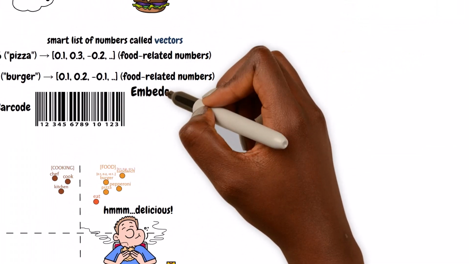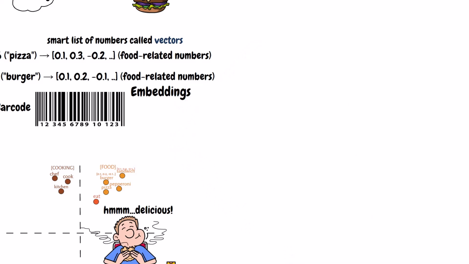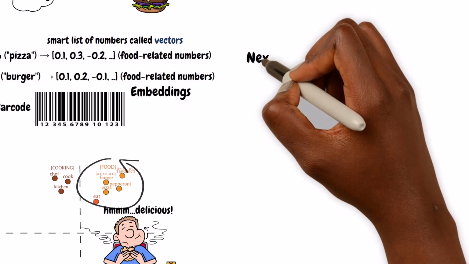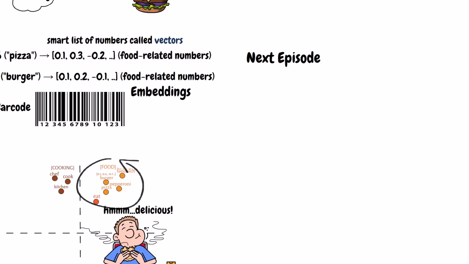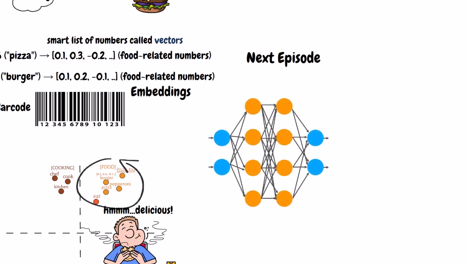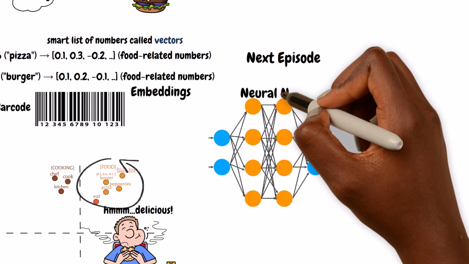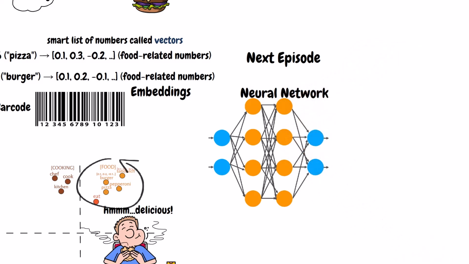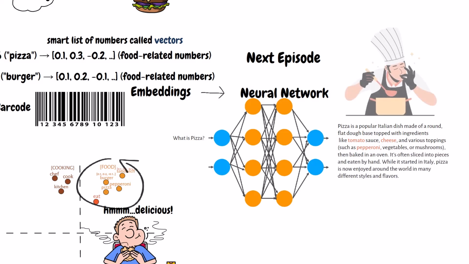Amazing! We've learned how AI creates meaning by using embeddings to understand the meaning of words and how they are connected. In our next episode, we'll learn how AI's special brain, called a neural network, uses these embeddings to predict the next word in a sentence, just like a chef choosing which ingredient goes next in a recipe.